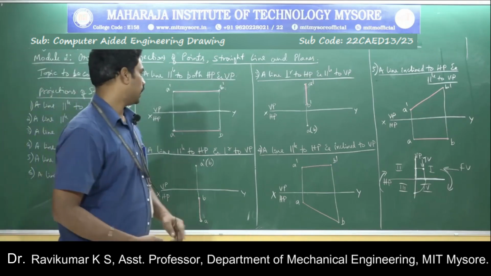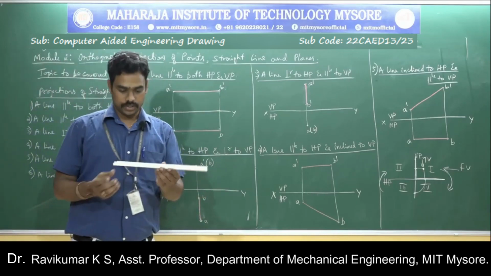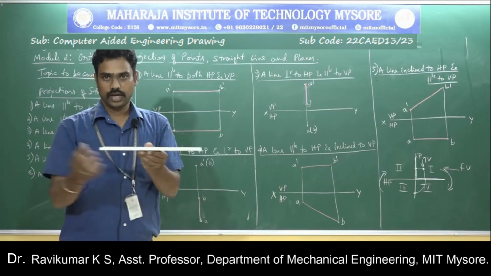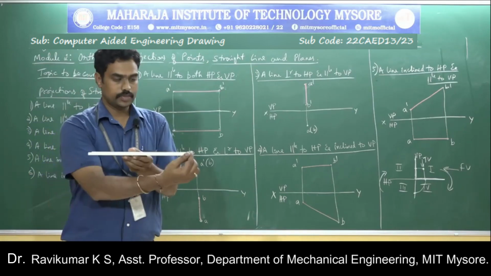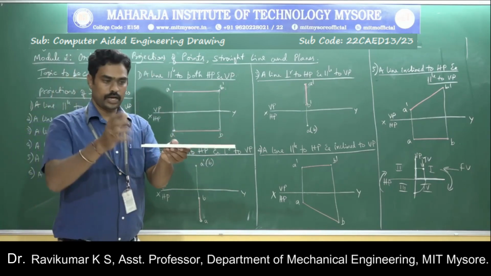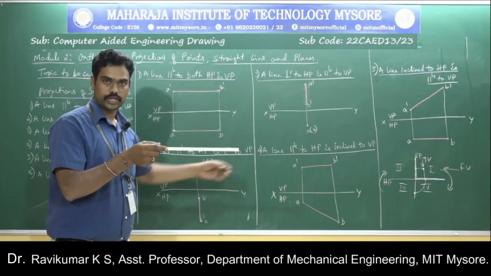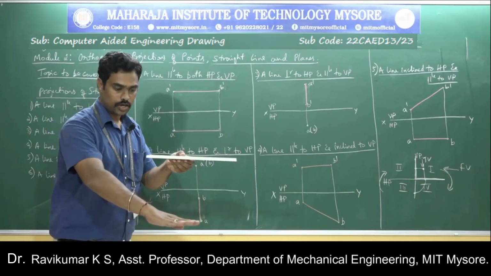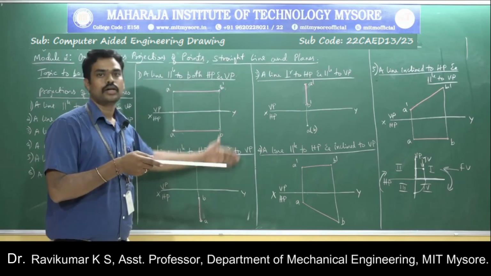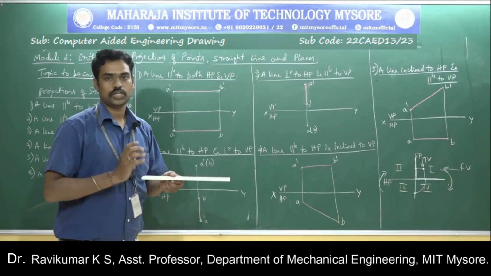Okay, so starting with the first one, as I said, a line is the shortest distance between the 2 points. Say for example, this is a line A and B. I'll take this point as A and this point as B. I'll keep the line like this, and you need to consider the board as the vertical plane, and the floor as the horizontal plane.